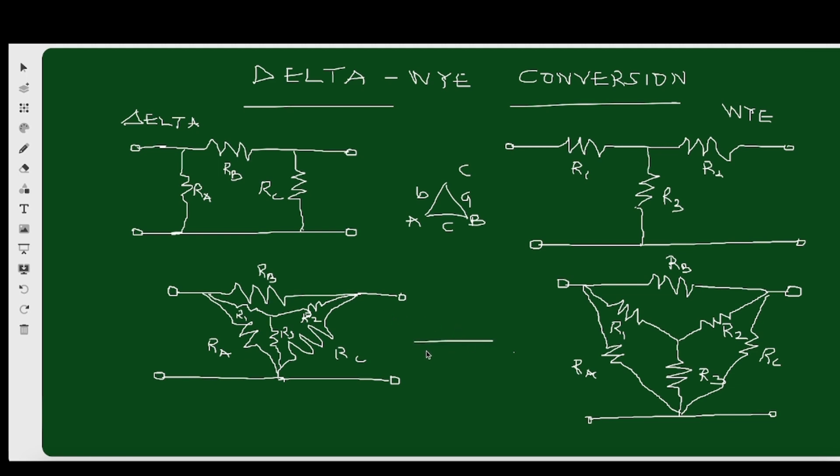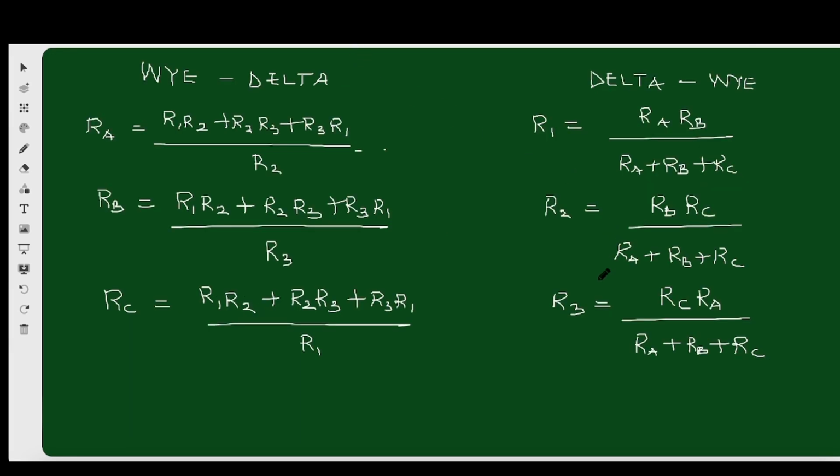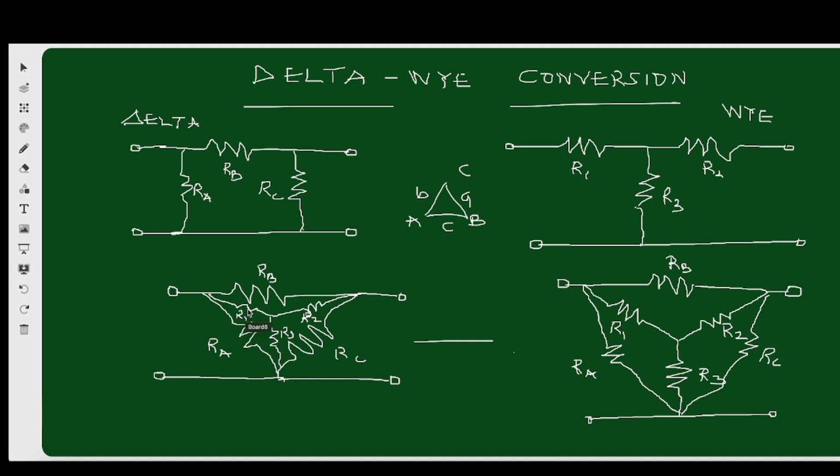For delta to star, the denominator is the same. The denominator is usually RA plus RB plus RC, right? Because the delta resistances are labeled RA, RB, and RC. So the denominator is the same, RA plus RB plus RC. But how do we get the numerator? That too is very, very simple. Delta to star. So this is R1, right? The resistors that are adjacent to R1, that will be your numerator. R1 has what?